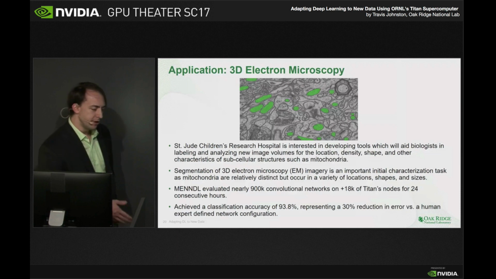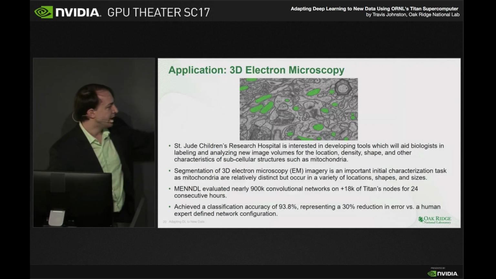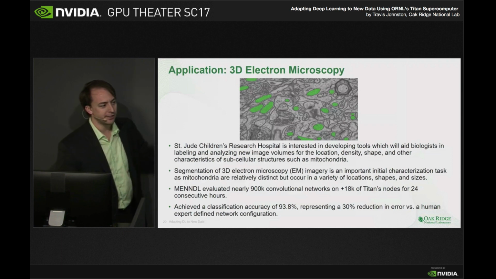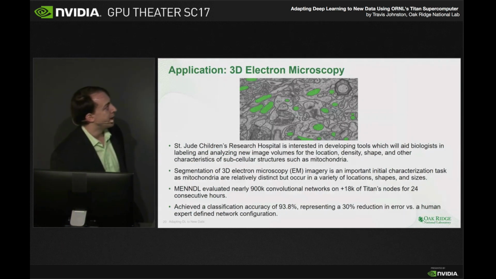Feed it into MENNDL on Titan. Again, overnight, I think it's 24 hours in this case. It trained 900,000 neural nets in those 24 hours and evaluated them and found one that was better than any of the human engineered networks at this task. Right, so reducing the error by 30% over the best human engineered network.